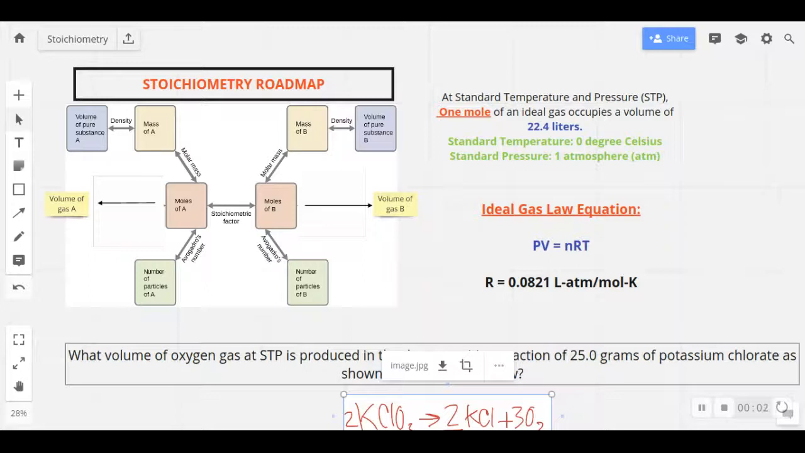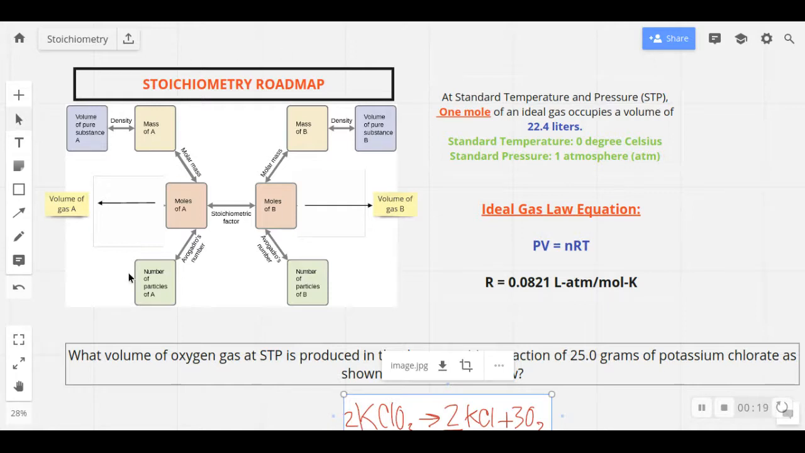Welcome to the third part of gas stoichiometry problem. Now, please note that before you proceed to watching this video, I hope you've already watched gas stoichiometry parts 1 and 2 to further understand the roadmap and the ideal gas equation.